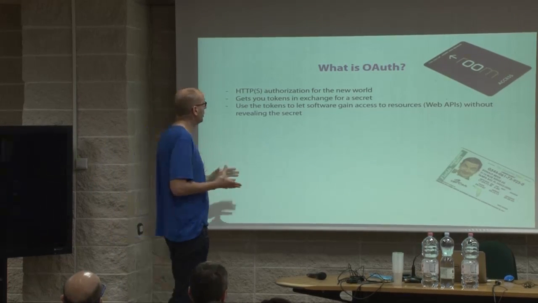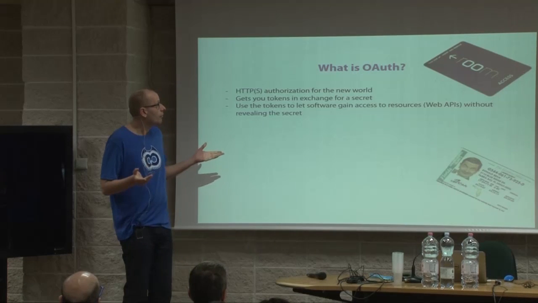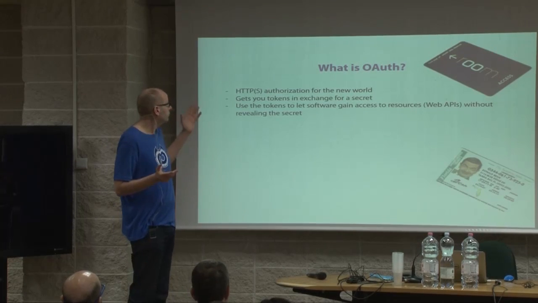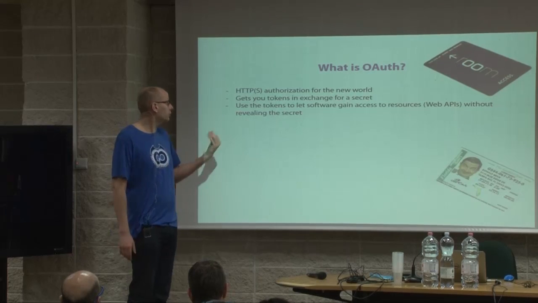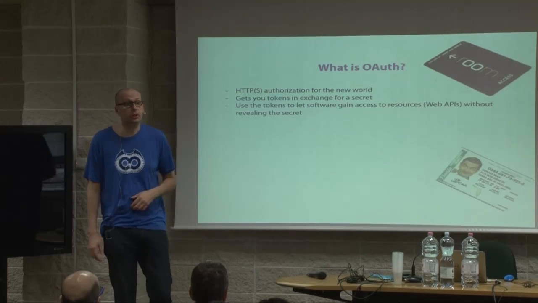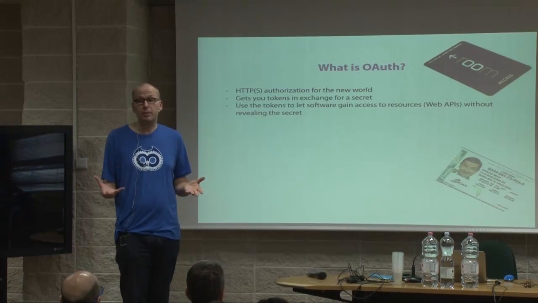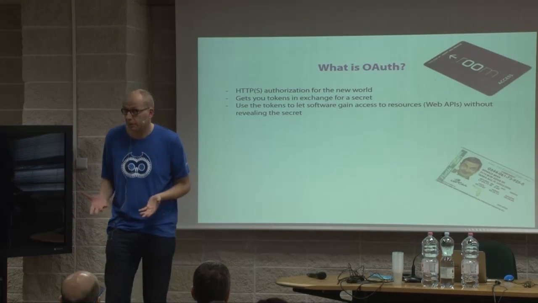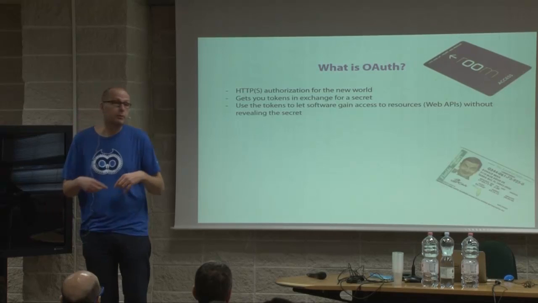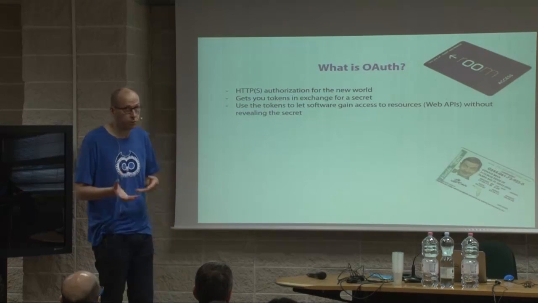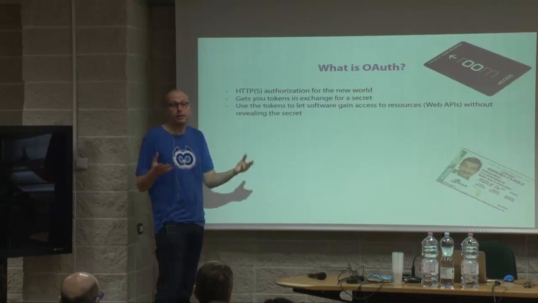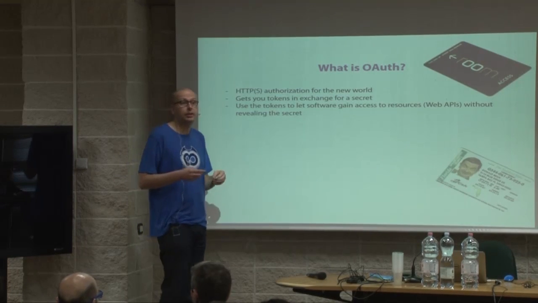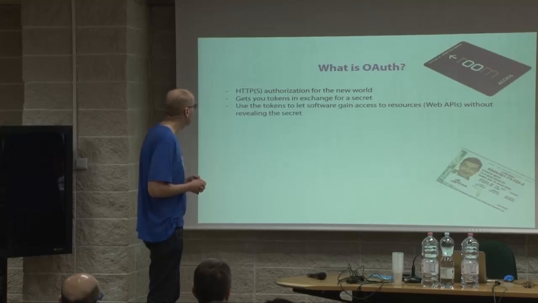So that's what it does. The simplest way to talk about OAuth2 is you get tokens in exchange for a secret. Well, the secret can be a password, but it doesn't have to be a password in the OAuth world. But when we talk about user interaction, and that's what this talk is about, we talk about a password, but it can also be a certificate, for example, if there are no humans involved.